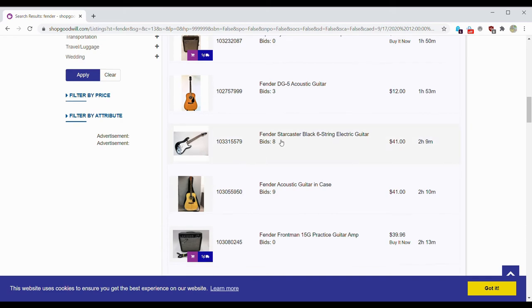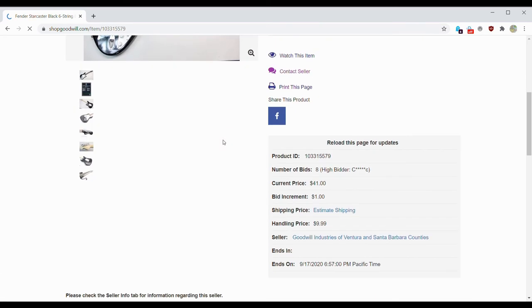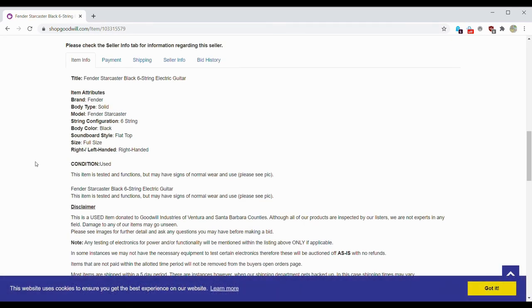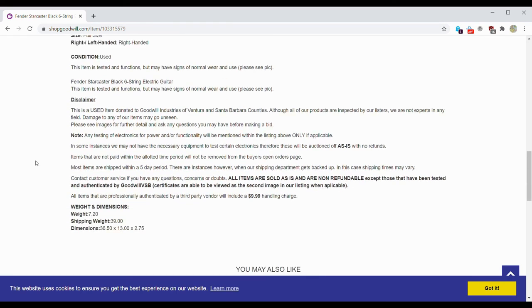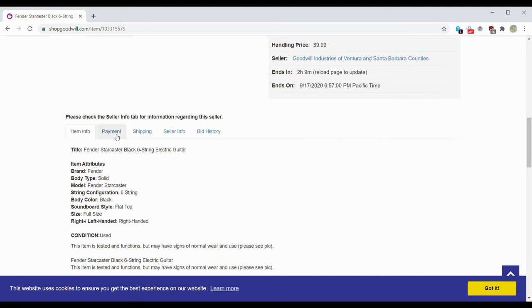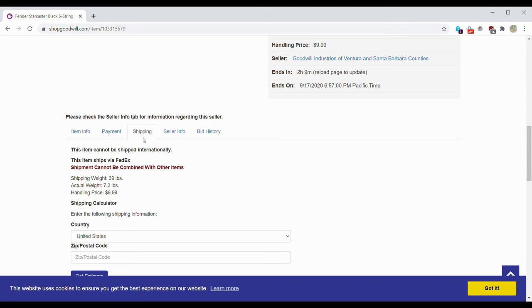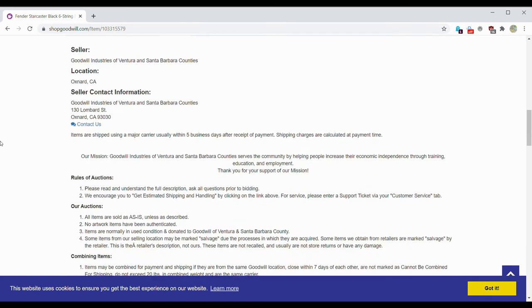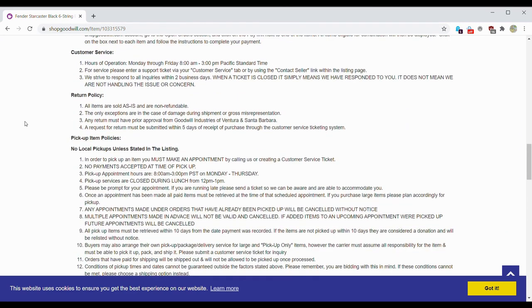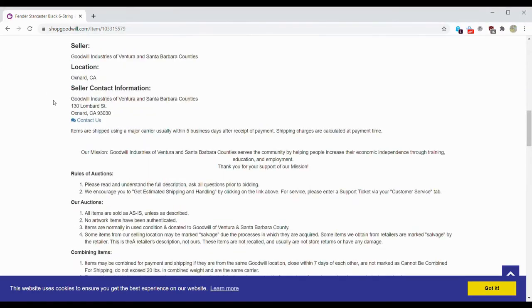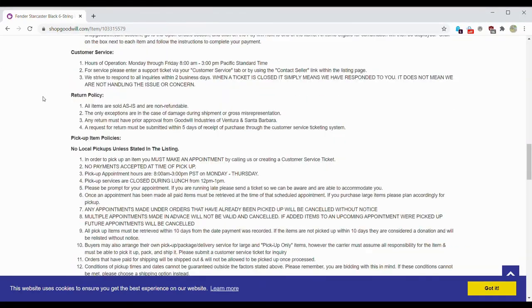Because a lot of these descriptions, if we go to the descriptions, they actually say, contact the store. Some of them do, yeah, like most items are shipped within 5 days. If we go on to, let's see, is it shipping or returns? Seller info, perhaps. Let's see. Rules of auction, our auctions. So all items are sold as is and non-refundable. There we go. Only exceptions are in case of damage during shipping, or like mass misrepresentation.